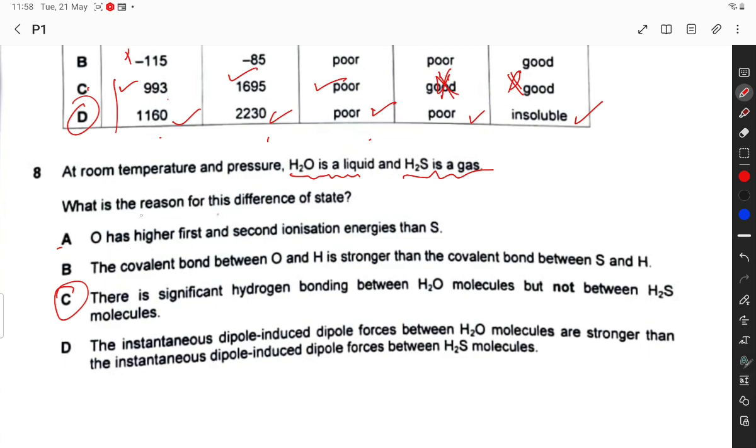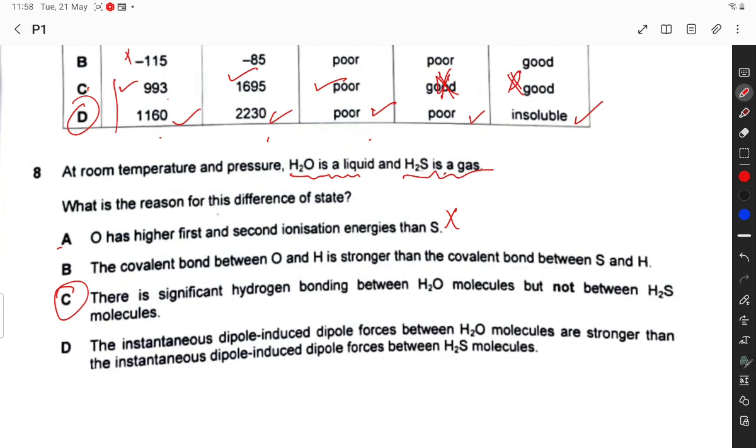So ionization energy does not matter in this case, that is the temperature, why it is liquid and why it is solid. So this is why it is incorrect. The covalent bond between oxygen and hydrogen is stronger than the covalent bond. So covalent bonds are always stronger, whether it is between hydrogen and oxygen or between sulfur and hydrogen. So there is a significant hydrogen.